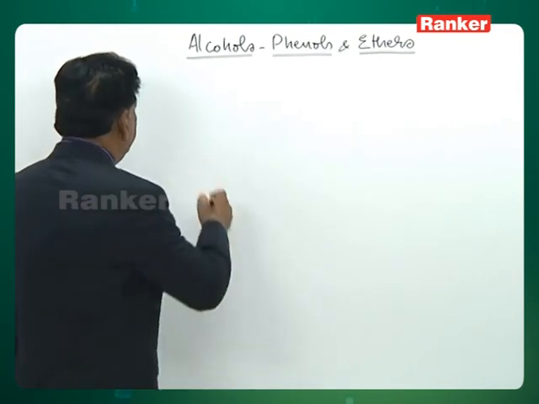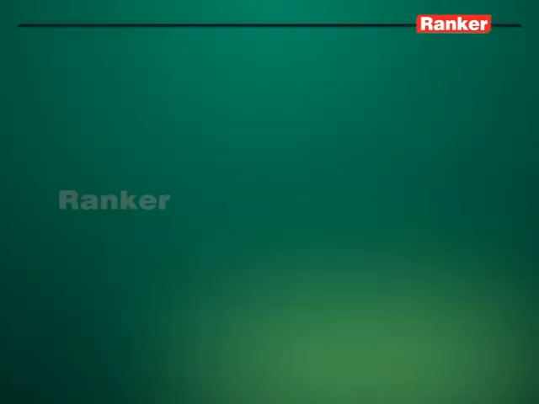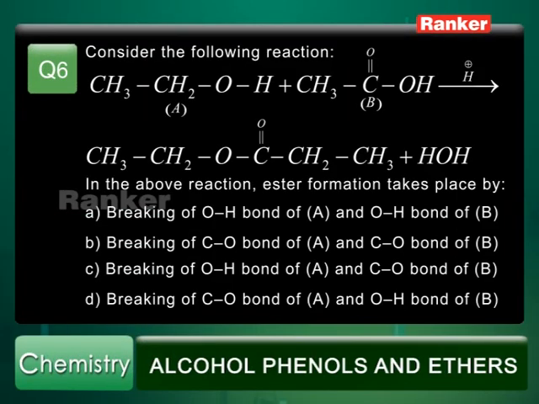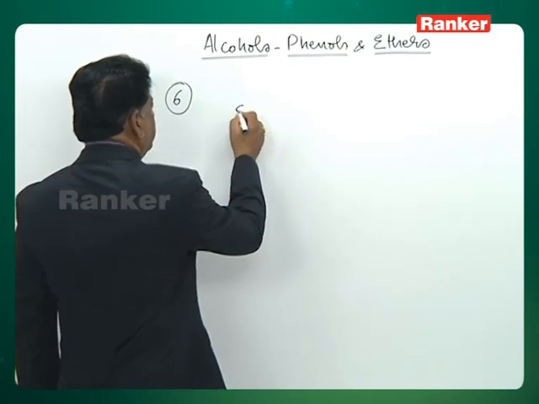So let's go to question number 6. Ethyl alcohol is treated with acetic acid, in presence of acid. The product is an ester and water. So ethyl alcohol with acetic acid, ethyl acetate is formed.